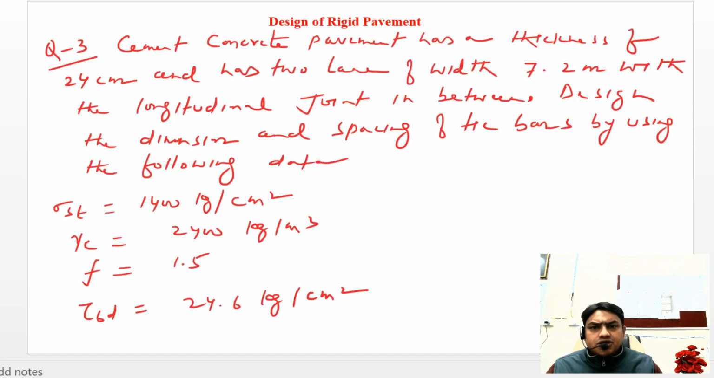So let us take one question related to the tie bar. A cement concrete pavement has a thickness of 24 centimeter and has 2 lanes of width 7.2 meter with the longitudinal joint in between. Design the dimension and spacing of the tie bar using the following data. Sigma st is given, unit weight of concrete is given, coefficient of friction is given, and bond shear stress of concrete is given. Allowable bond shear stress in concrete is given as 24.6 kg per centimeter square.